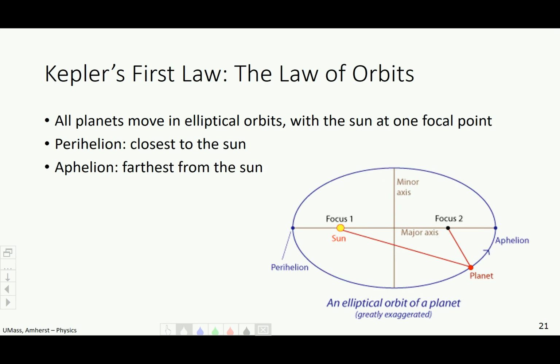So what is Kepler's first law? This is called the law of orbits. What he says is all planets move in elliptical orbits with the sun at one focal point. An ellipse is basically a stretched out circle. You take a circle, pull it that way, you pull it that way, and we end up with an ellipse.